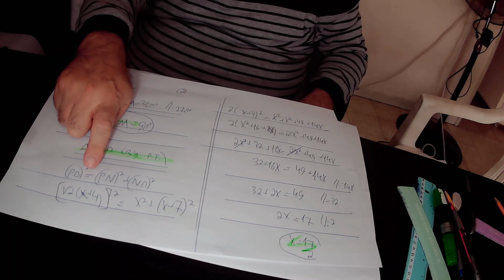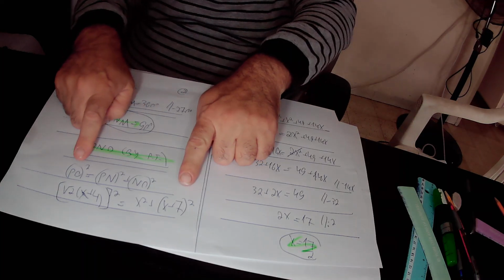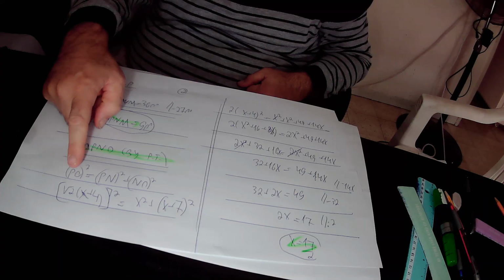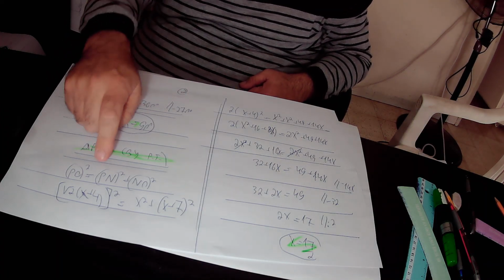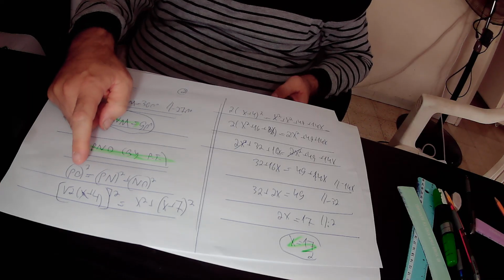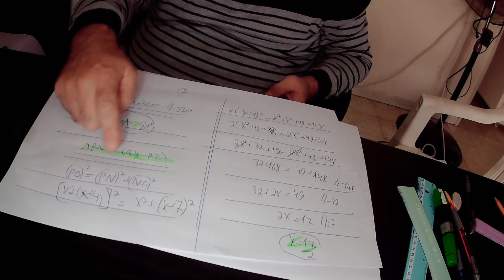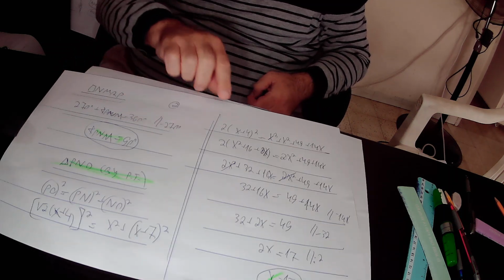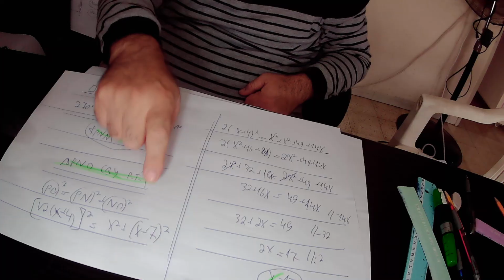So in total, we find out that the square root of 2 times x plus 4, squared, equals x squared plus x plus 7, squared. We open the brackets on both sides of this equation. The square root of 2 squared is 2, and we have x plus 4 squared. So in total, this expression equals 2 times x plus 4 squared, and it equals x squared plus x plus 7 squared.